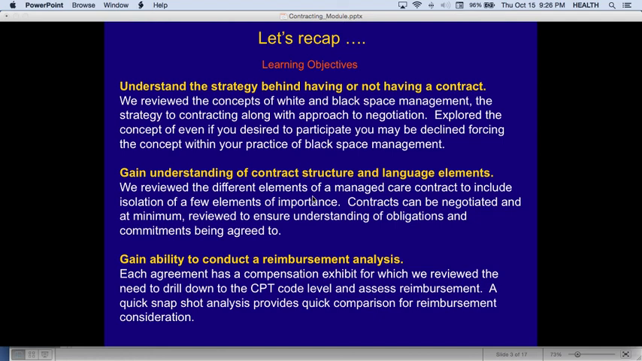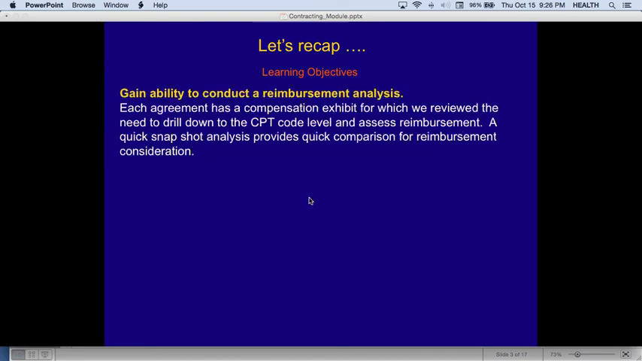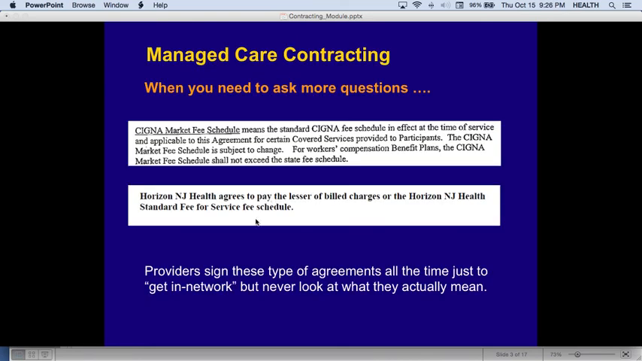Thanks very much. Our next module is going to be on charge assessment, so that when you look back at your charges, right here, what's this clause say? We will agree to pay you the lesser of billed charges or the standard fee schedule. If the standard fee schedule pays you $100, are we going to bill $98 for the service? No. But you'll be shocked at how many practices still do. So we're going to go into more depth on that, but keep that in mind as our transition into the next module. Thanks so much.